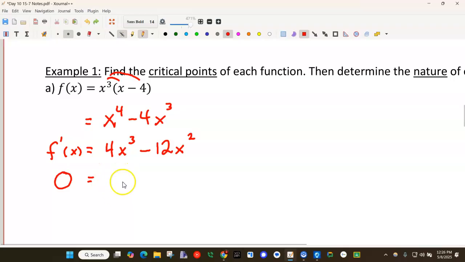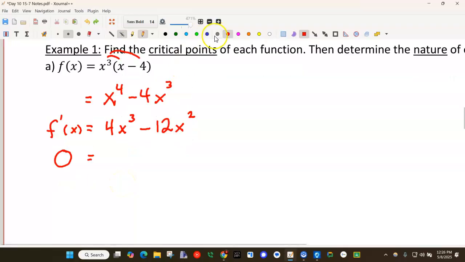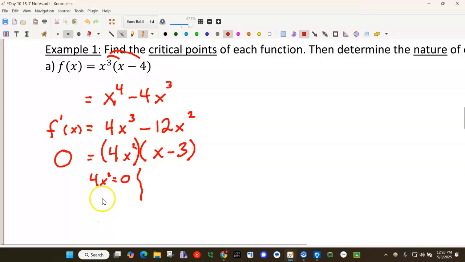And how do you suppose we solve this one? Factor out 4x squared. We'll have x minus 3 left over. So those are our two factors. They multiply and equal 0, which means either or both equal 0. So we get x equals 0, and then, of course, x equals positive 3.